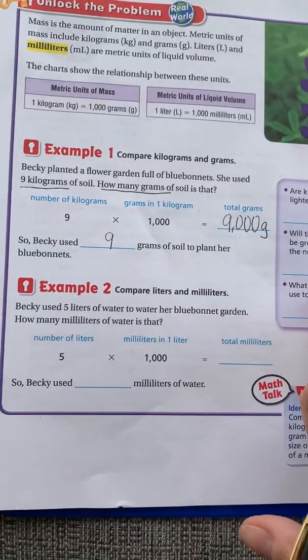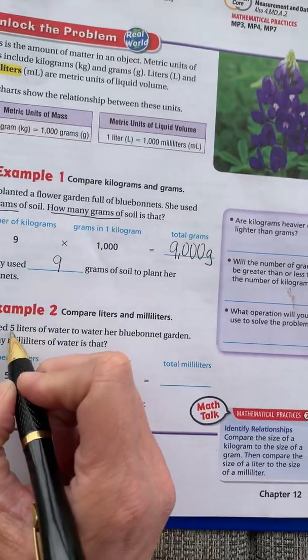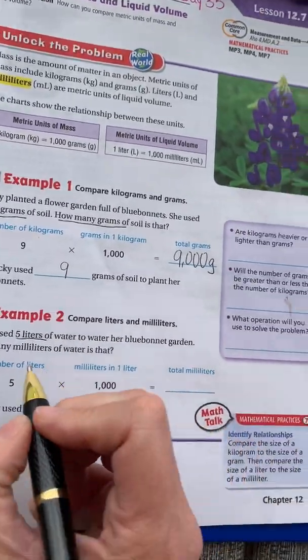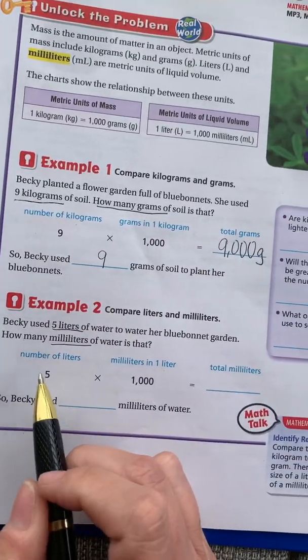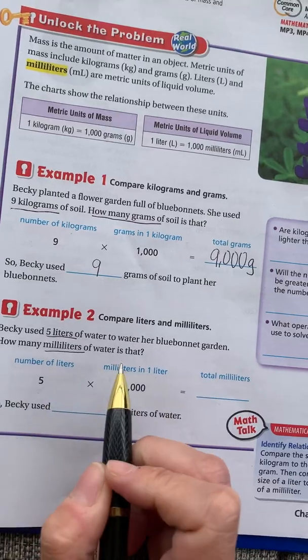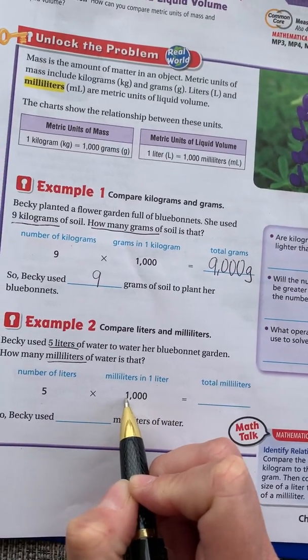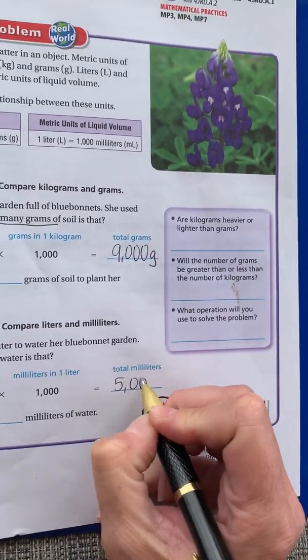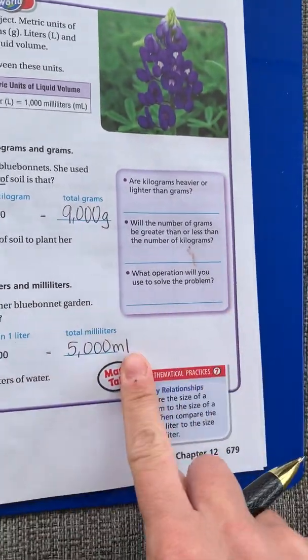Now we're comparing liters and milliliters. Becky used 5 liters of water to water her bluebonnet garden. How many milliliters of water is that? So you take the number of liters she used times the number of milliliters in 1 liter, and 5 times 1,000 is 5,000 milliliters. Always label.